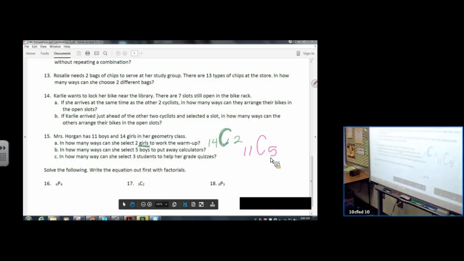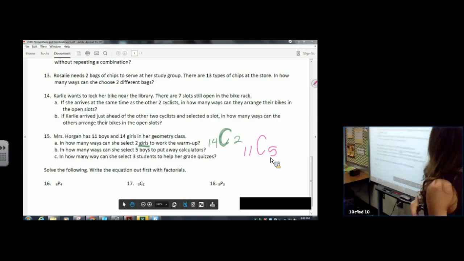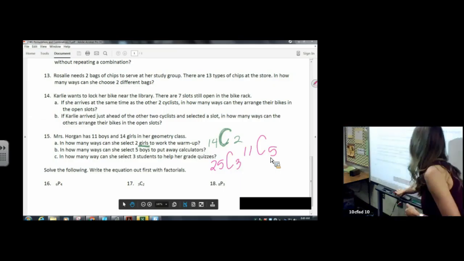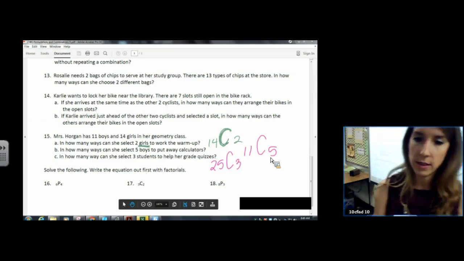C. How many ways can she select 3 students to help her grade quizzes? This is when we actually add them together. There are 25 students in her class. The order doesn't matter. And 3 of them are going to help her grade quizzes. Cool?